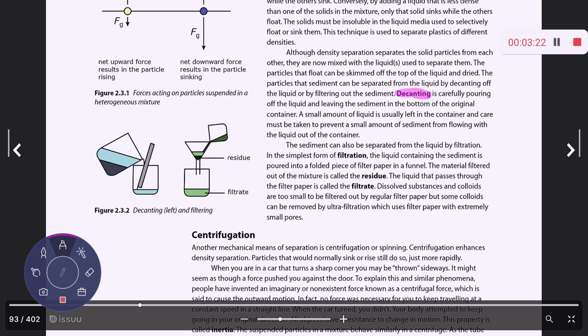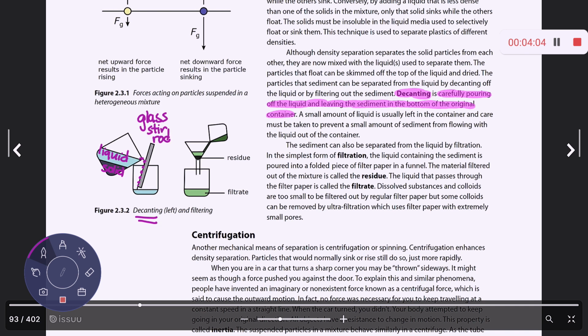But decanting is where you basically have a solid in some liquid, and the solid has settled or sedimented to the bottom of that liquid, and you're going to carefully pour the liquid off and leave the sediment or the solid behind in the original container. So what does this look like? Well, here on the left-hand side is an example of decanting. So here would be my solid at the bottom of my original container, and then here is my liquid that I'm carefully pouring off. What they often do is they guide the liquid along a glass stir rod into another container.